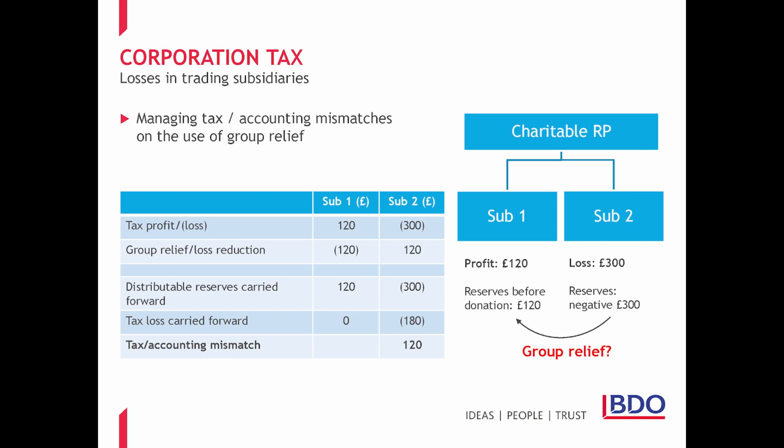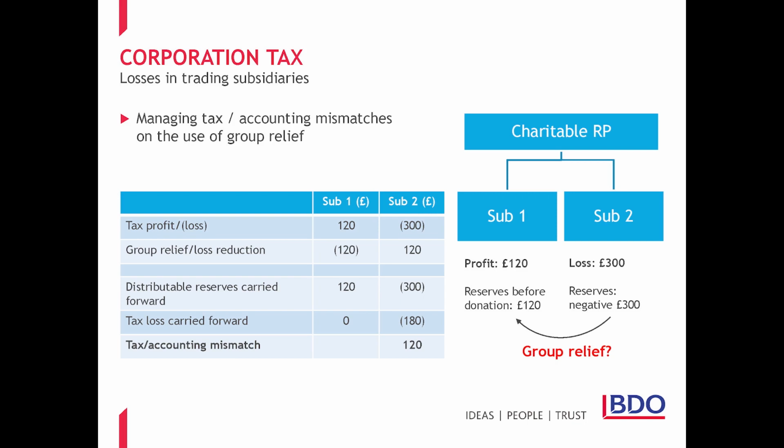And one option here is obviously to allow sub 1 to make a donation like it would do in the normal course of events if all of the group was profitable. That would prevent the mismatch, but that would also mean that the potential tax value of those losses may be lost if sub 2 does not go on to become profitable in the future.